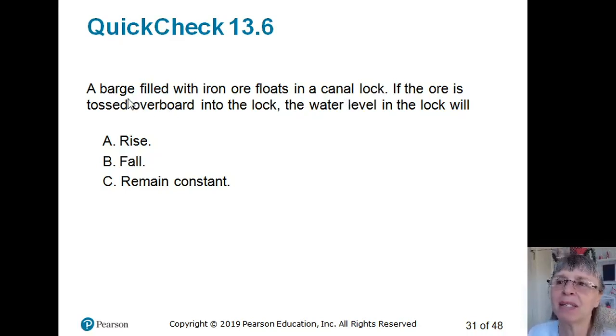So in this case, the barge has iron ore in it, it's floating, and the ore is thrown overboard, and we're wanting to know, will the water in the lock rise or fall? Take a minute to think about it. Like I said, this one's tricky.